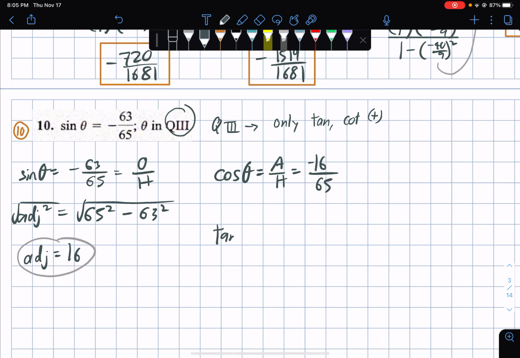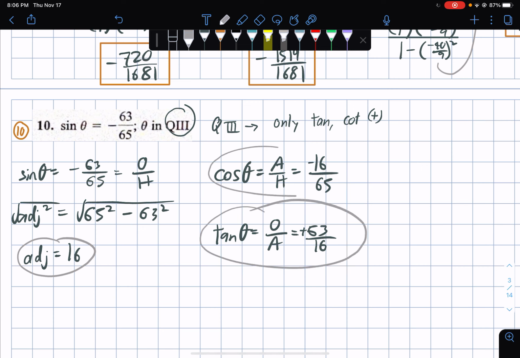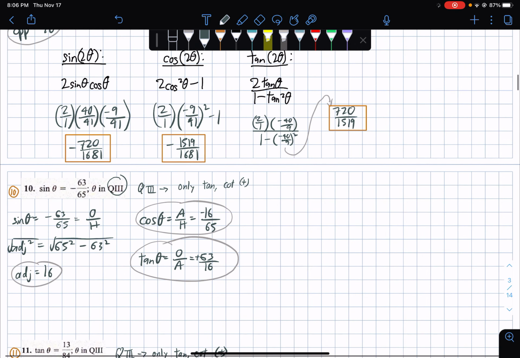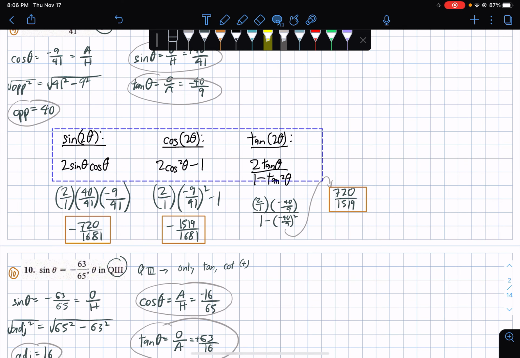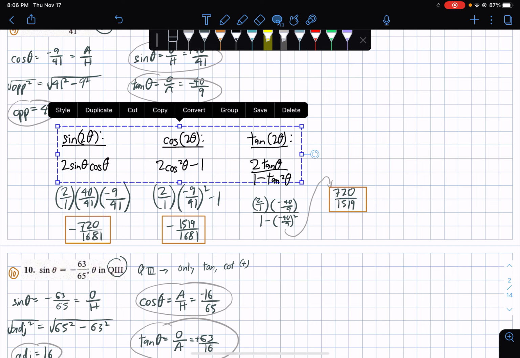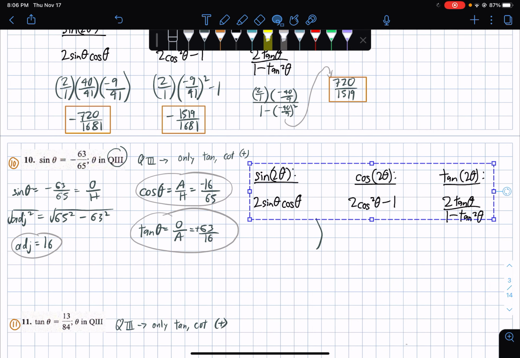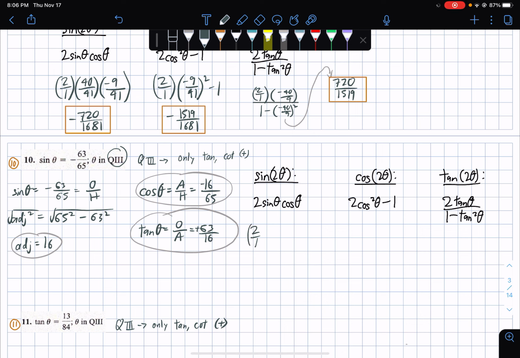That's negative. Tan theta is equal to O over A, which is equal to 63 over adjacent, which is 16. Tangent is positive because in quadrant 3, it's positive. Cosine is negative, on the other hand, as well as sine, as you can see here. So, again, copy paste. Okay, this time, 2 over 1 times sine theta, which is negative 63 over 65, times cosine theta, which is negative 16 over 65.